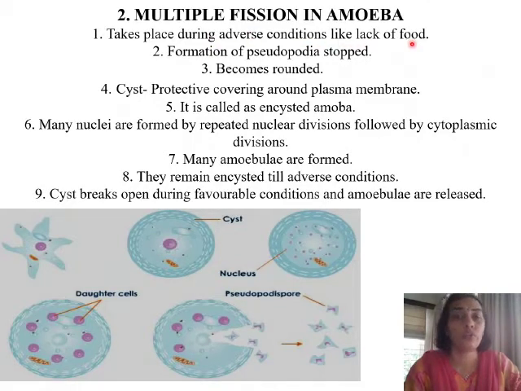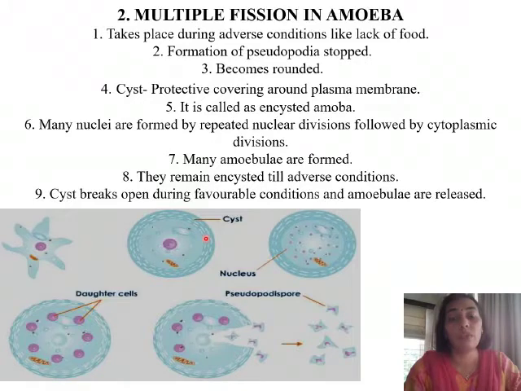So when there is shortage of food or water, in that case the organism opts for multiple fission. Formation of pseudopodia stops. So here the pseudopodia, which are the locomotory organs, the organs through which the animal captures the food, the formation of pseudopodia is stopped. Thereby the movement is also stopped. There is no movement of the animal. It becomes rounded. So you will find that the organism which was initially irregularly shaped now has turned round in shape. Cyst, a protective covering around the plasma membrane, is going to be formed.